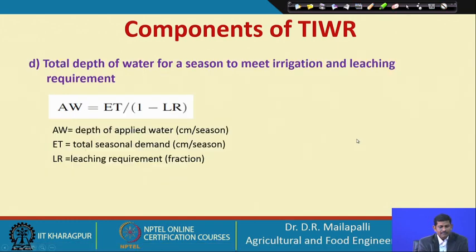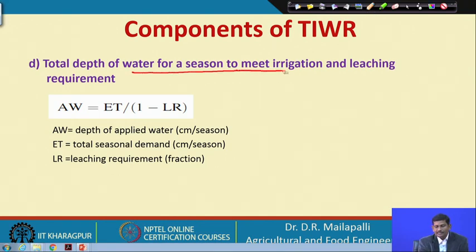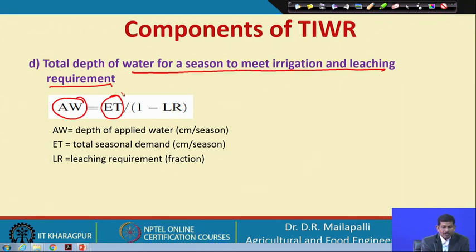Then next is the total depth of water for a season to meet irrigation and leaching requirements. This is the total depth of water in a season. This is the crop demand, and 1 minus LR will give both the crop as well as the leaching requirement for removal of salts. This is the seasonal. Suppose you have 0 leaching requirement, then the available or applied water is equal to ET, because you are not using any water for leaching requirement.